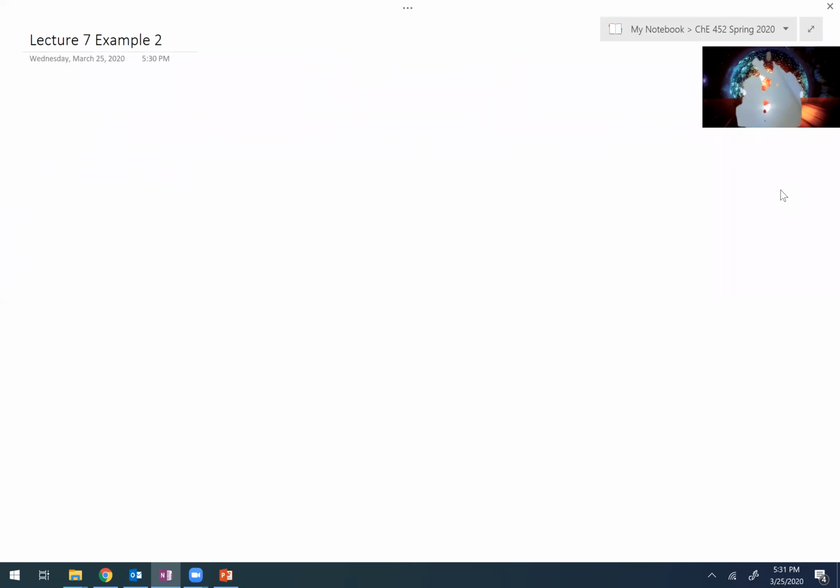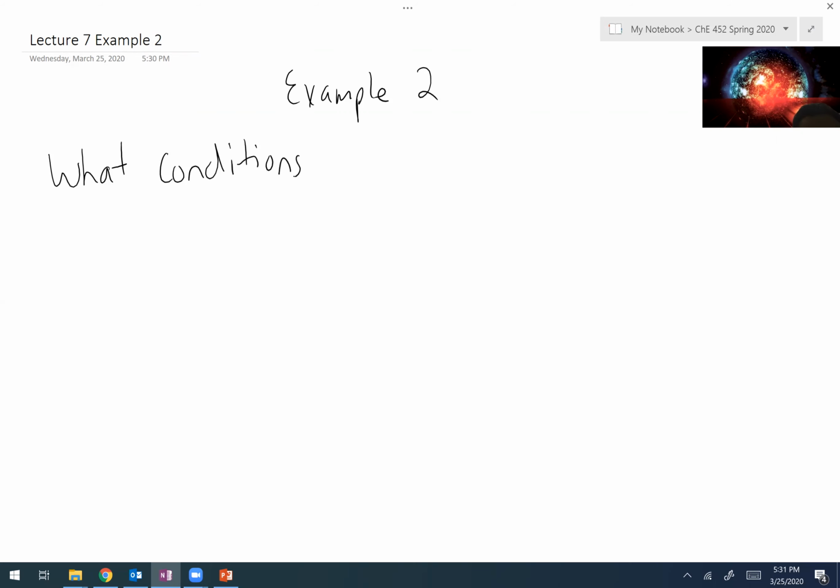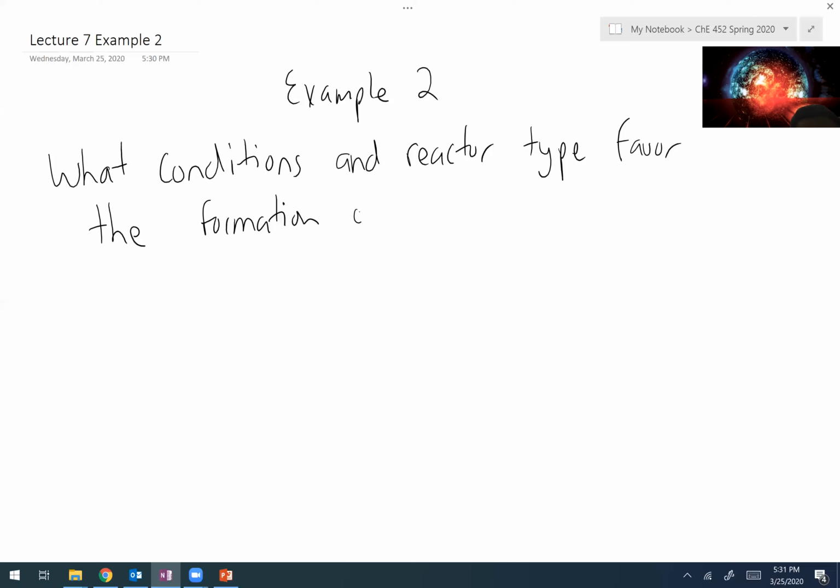Okay, so this is another reaction comparison, and the example asks what conditions and reactor type favor the formation of R. In this case, R is a reaction intermediate, where A goes to R, but R can also react further into another product, S. And so we're looking at a comparison of these two reactions.